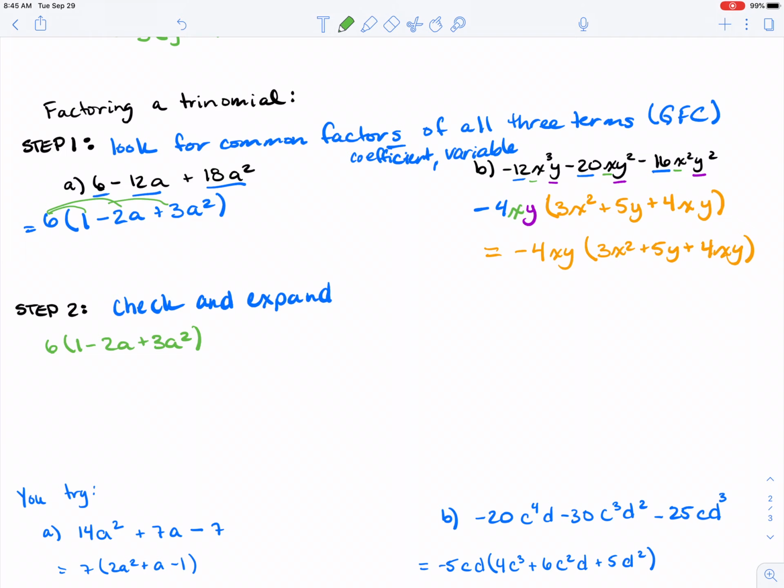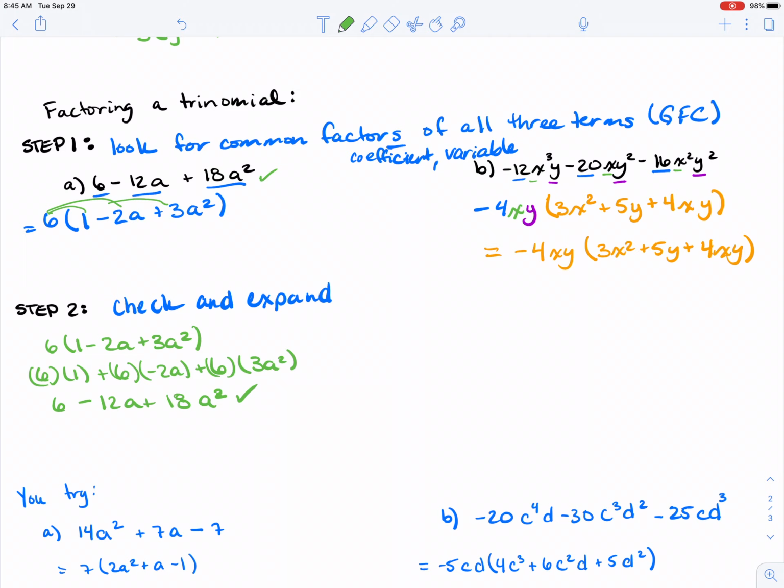So I'm going to now distribute my 6 within the trinomial. So I have 6 times 1, plus 6 times minus 2a, plus 6 times 3a squared. That equals 6 minus 12a plus 18a squared. And that is exactly the same as what I started with, so I know I took out the correct factor. Let's look at b.